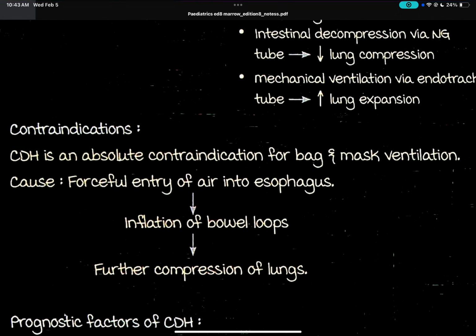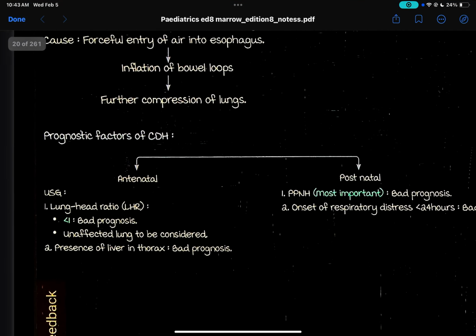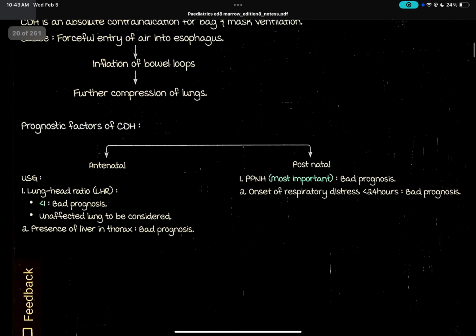Contraindication: it is an absolute contraindication for bag and mask ventilation. Forceful entry of air in the esophagus causes inflammation of bowel loops and further compression of lungs. So instead of the trachea, the air is going into the esophagus.